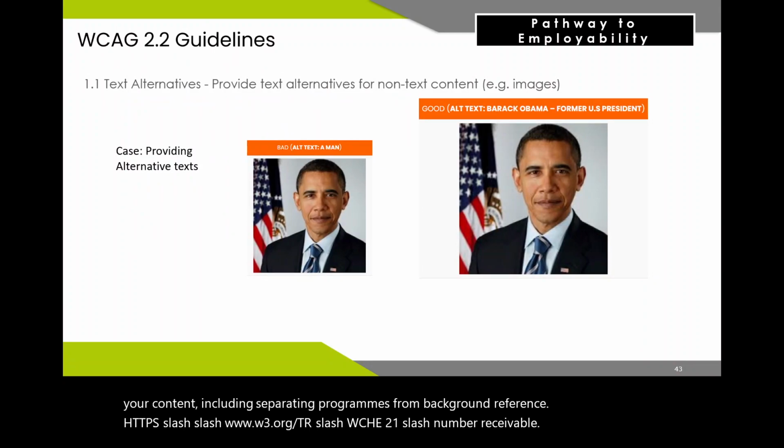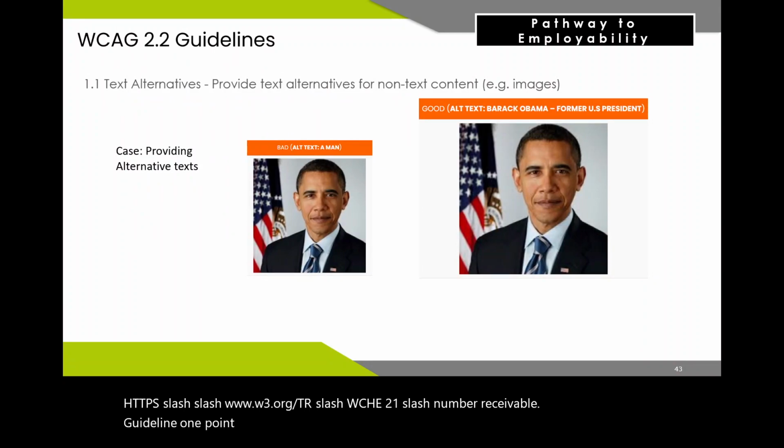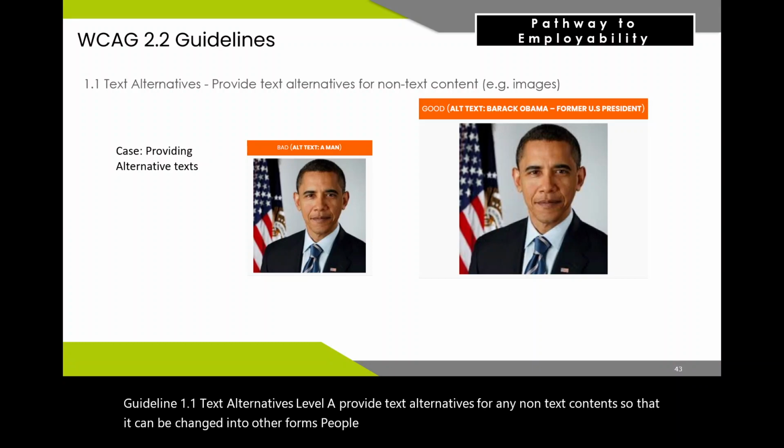Perceivable. Guideline 1.1 Text Alternatives, Level A. Provide text alternatives for any non-text content so that it can be changed into other forms people need, such as large print, braille, speech, symbols, or simpler language.